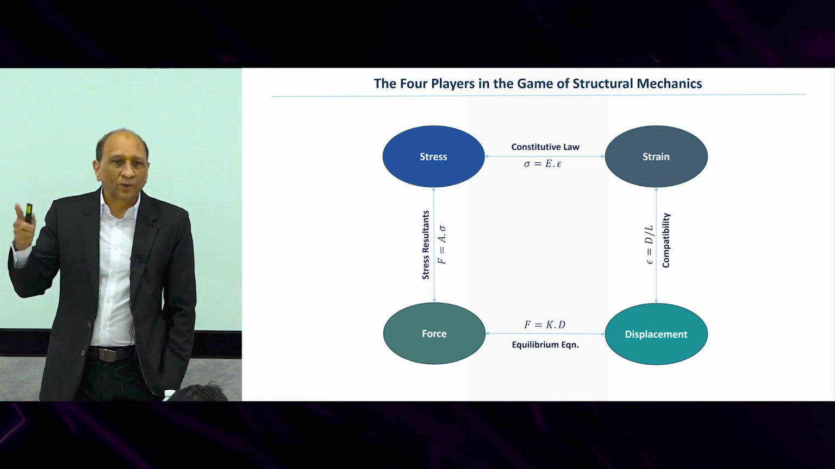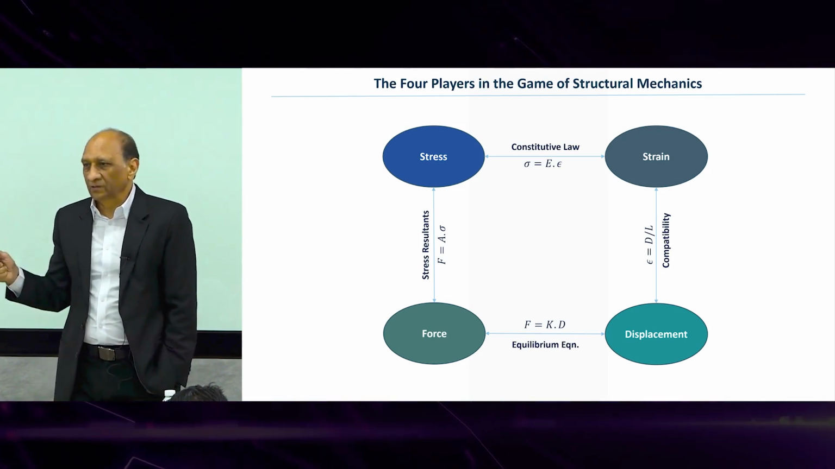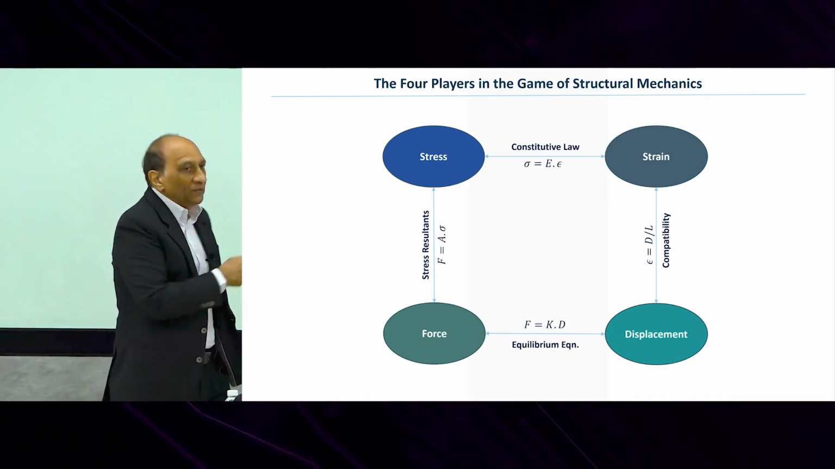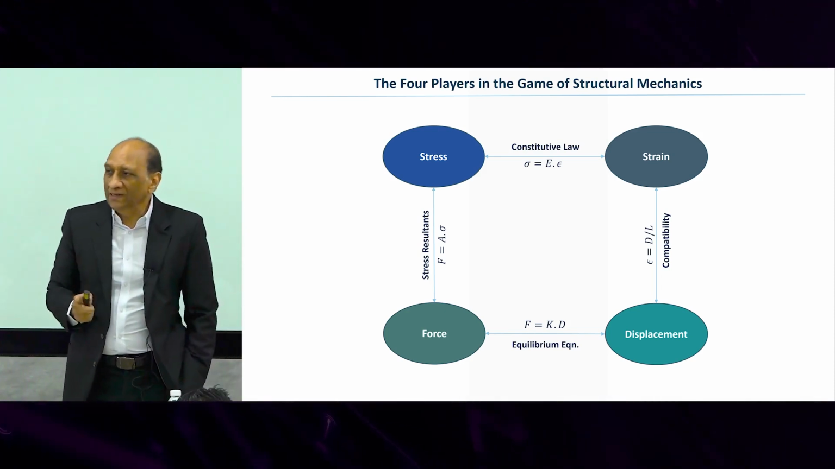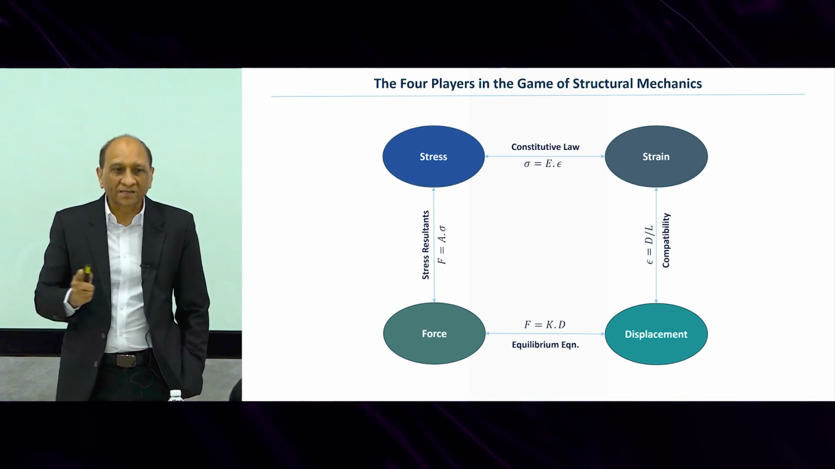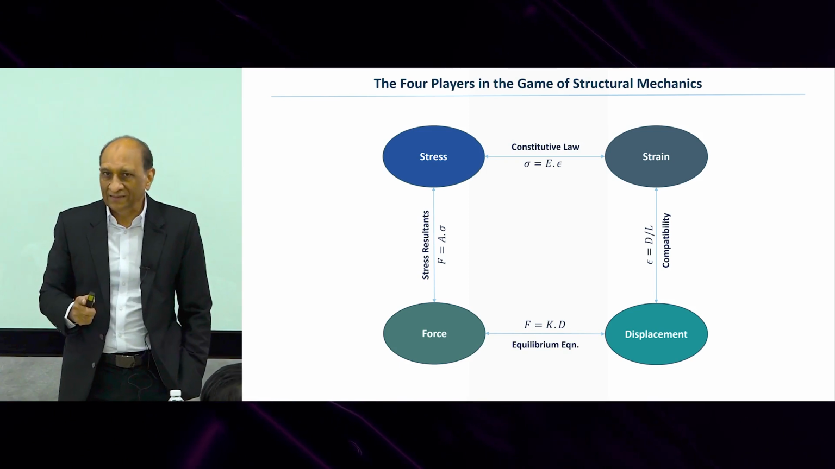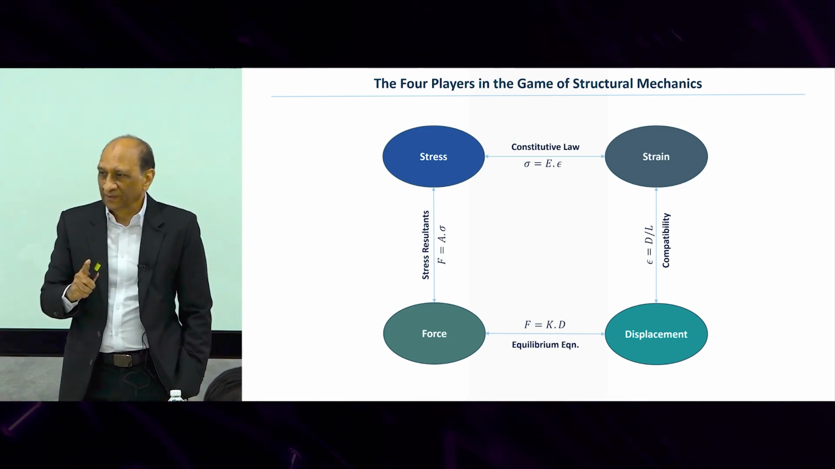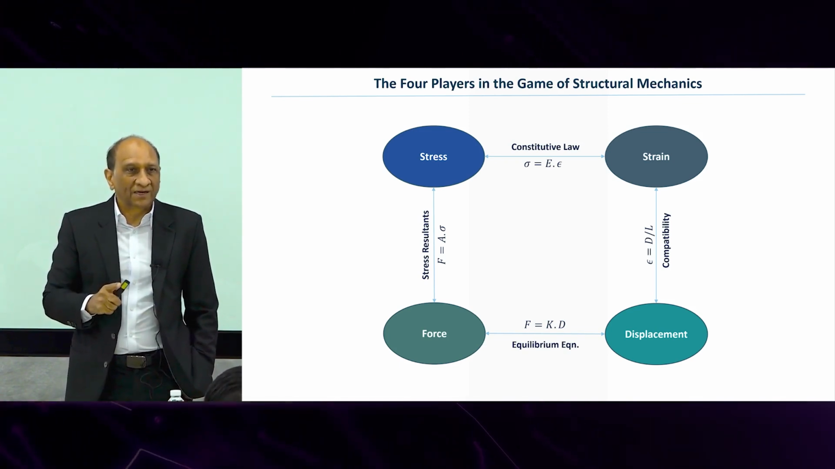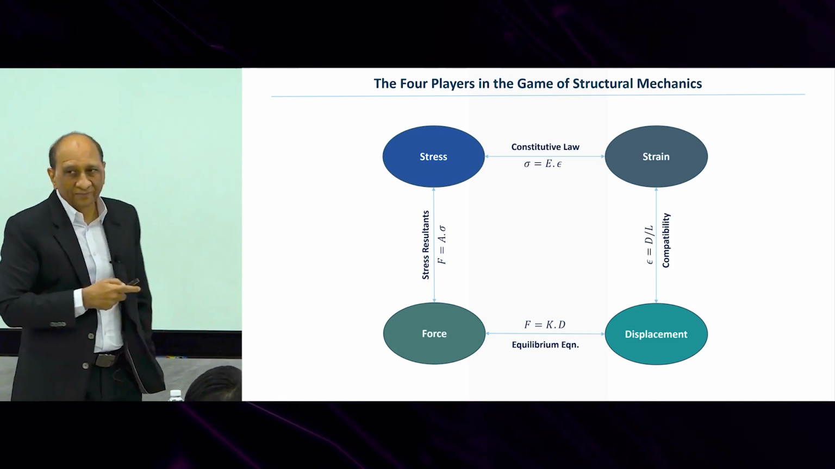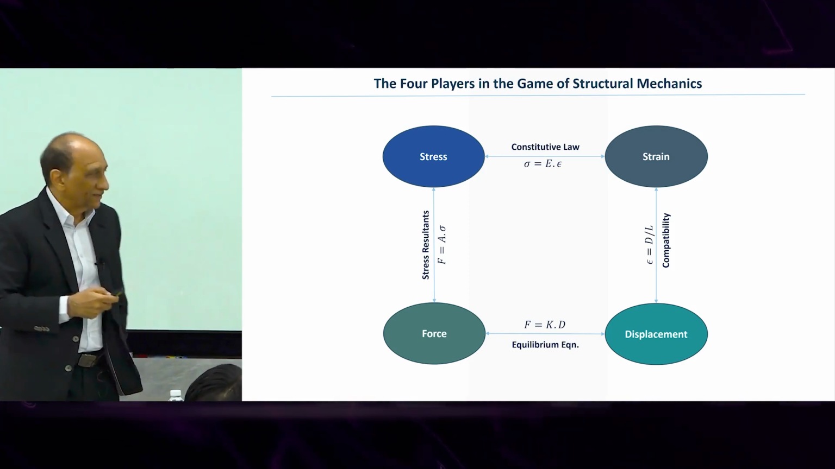So we can start from one, depending upon what is available, what is not available, and we can move around this cycle. But the problem is, many of these are only good in linear elastic systems. As soon as things become nonlinear, inelastic, many of these relationships in the traditional sense will break down. And that's where the problems will start, and we'll have to update them. So we will keep coming back to these 4 players time and again.